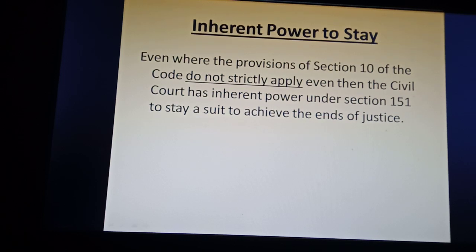So what will happen if the court wants to stay the proceedings of the suit in the interest of justice, but Section 10 is not applicable? Nothing to worry. There is inherent power to stay the proceeding under Section 151 of CPC. Even where the provision of Section 10 of the Code does not strictly apply, even then the civil court has inherent power under Section 151 of CPC to stay a suit to achieve the ends of justice.